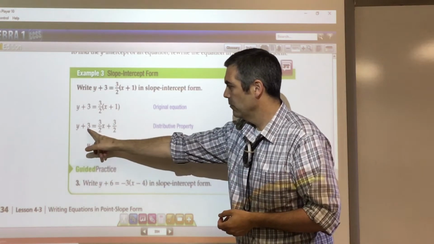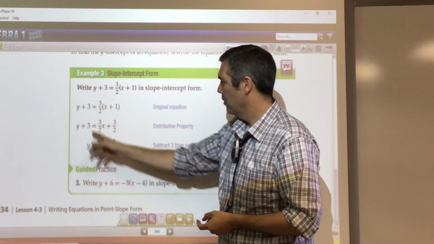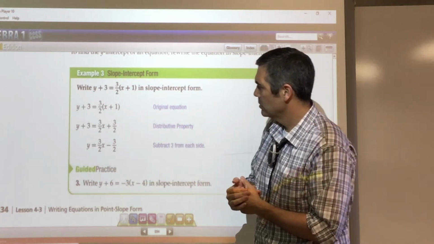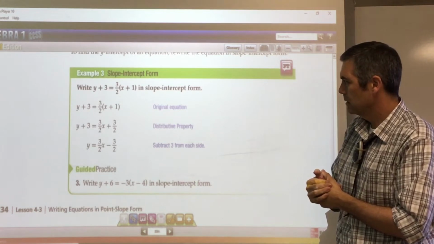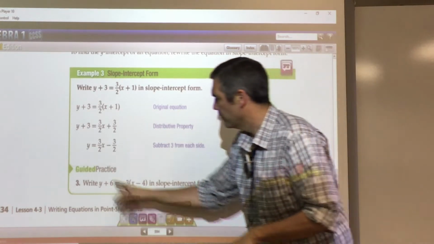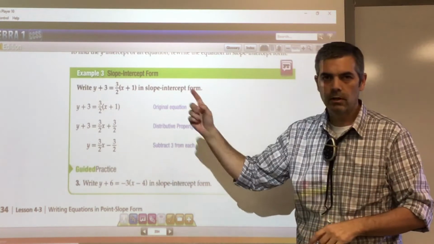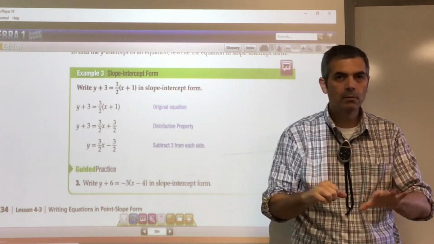Now, you need to move the 3 over to this other side here. Okay, so y equals 3/2 x minus 3 over 2. Subtract 3. Okay, all right, so we're going to do this here in just a moment. Okay, so that's where we're headed. We're going to show several different problems, do that.